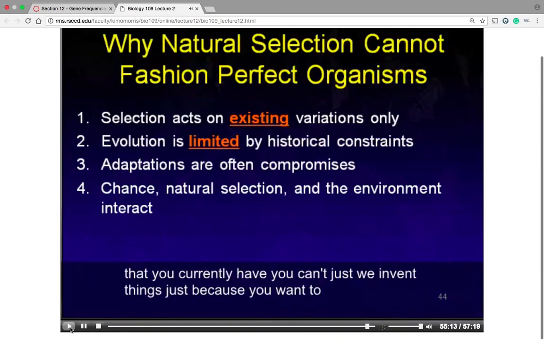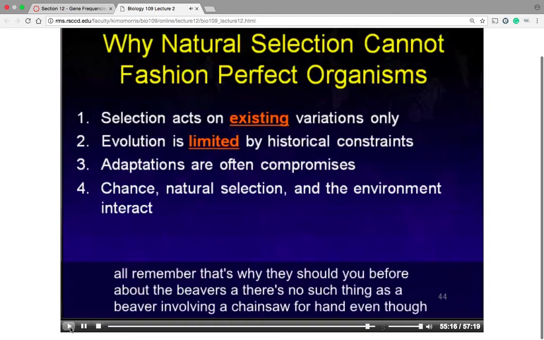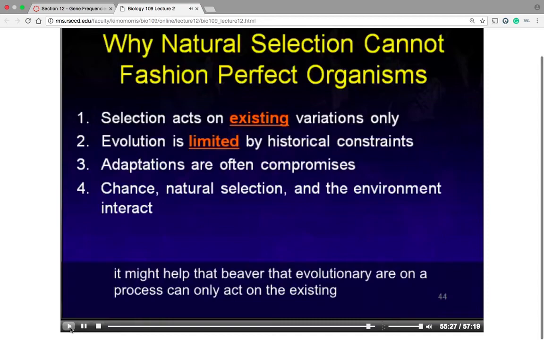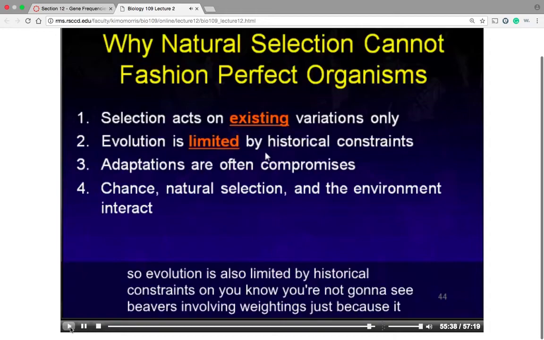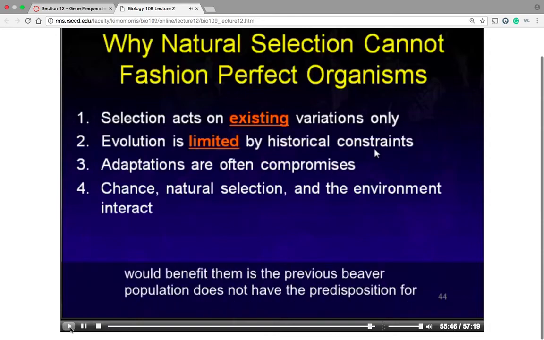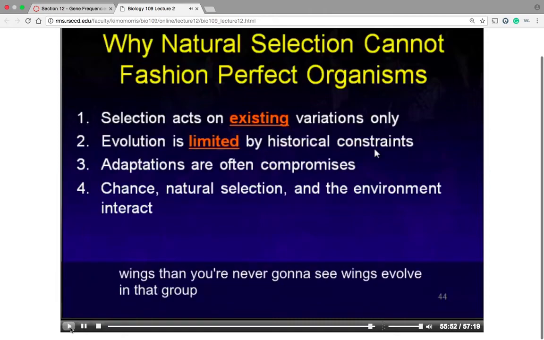You can't just reinvent things just because you want to. Remember that slide I showed you before about the beavers? There's no such thing as a beaver evolving a chainsaw for a hand. Even though it might help that beaver, that evolutionary process can only act on the existing phenotypes within the beaver population. So evolution is also limited by historical constraints. You're not going to see beavers evolving wings just because it would benefit them. If the previous beaver population does not have the predisposition for wings, then you're never going to see wings evolve in that group.